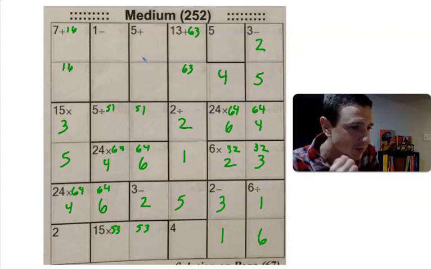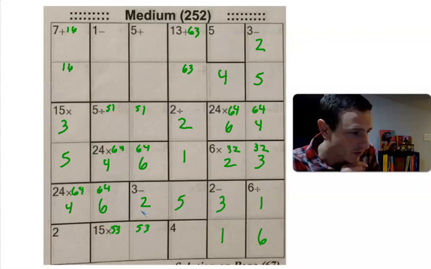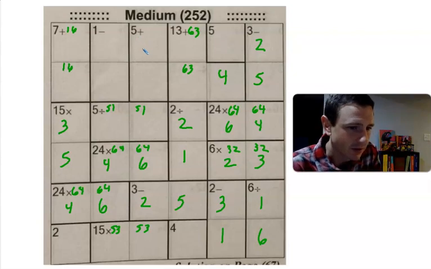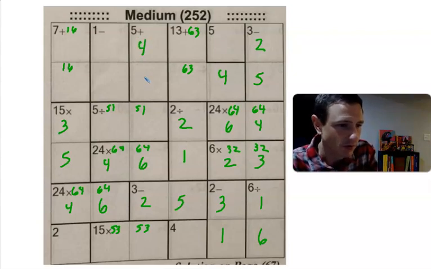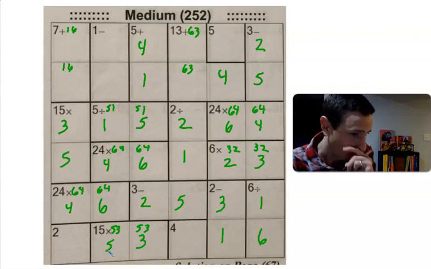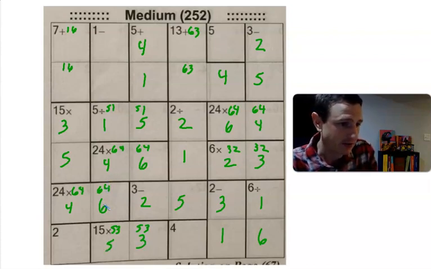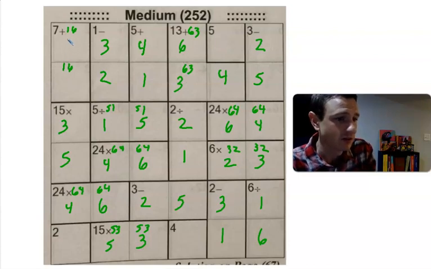This is going to be 4 and 1, because it can't be 3 and 2 because the 2 is already here. So that means this is going to be 4 and this is going to be 1 because of that 4, which means this is going to be 5. This is going to be 1, which means this is going to be 3. This is going to be 5. 6, 5, 4, 3, and 2 is what's left here. This has to be a 2. This is going to be a 3. 6, 3, 1, 6. Done.